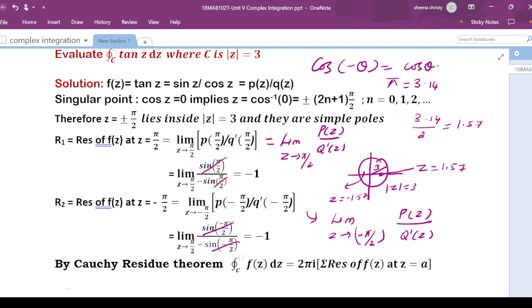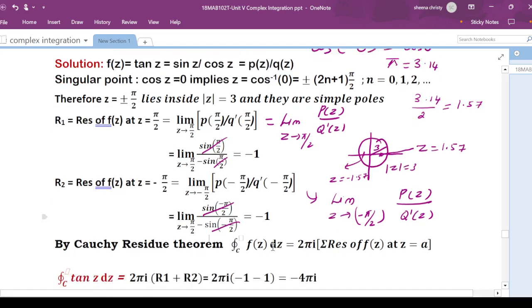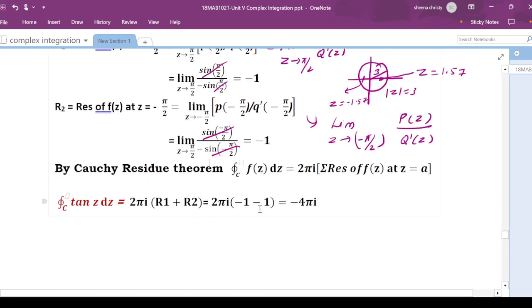Hence, by Cauchy's residue theorem, integral over C f of z into dz equal to 2 pi a into sum of the residues of f of z at z equal to a. So here two residues we have found out. R1 is minus 1, R2 is also minus 1. Therefore, by adding those two and multiplying by 2 pi a, you are getting the answer as minus 4 pi a.